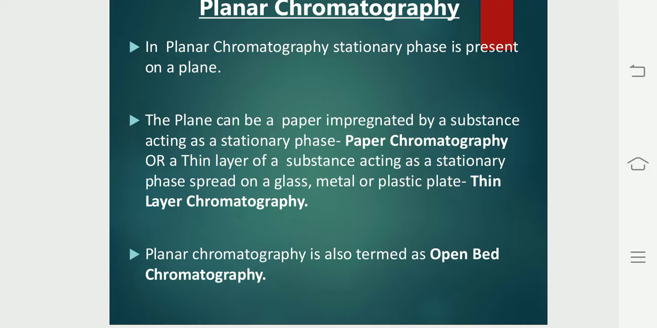So in planar chromatography, two categories are there. The first one is paper chromatography, and the other one is thin layer chromatography. Paper and thin layer chromatography are also termed open bed chromatography, in which the open bed, the plain surface, is used for the separation. So it comes under open bed chromatography.